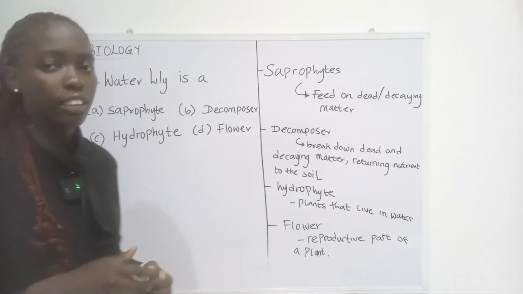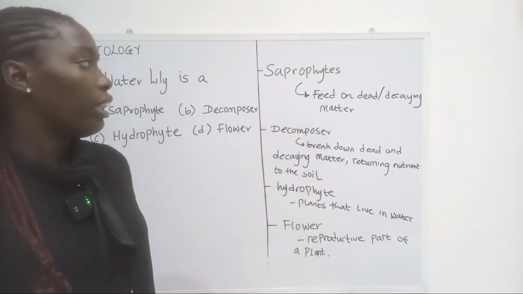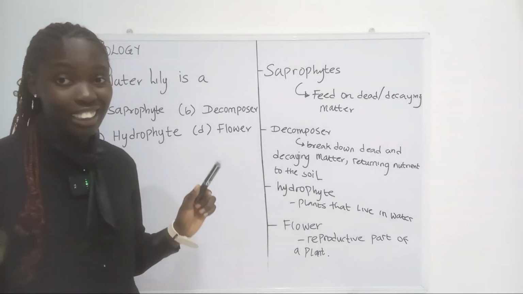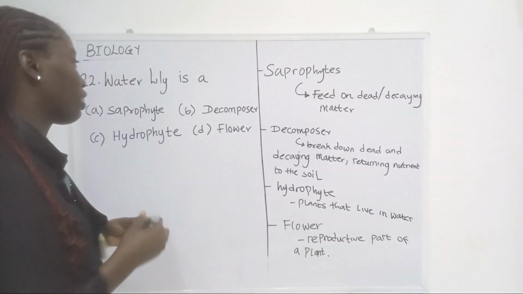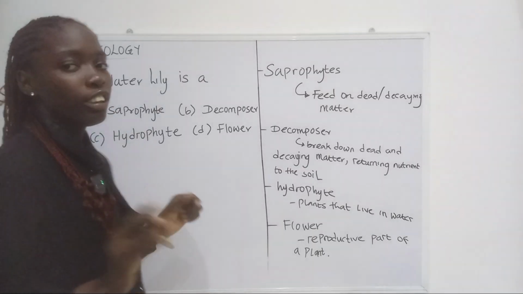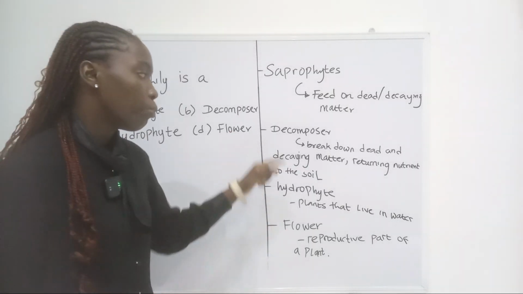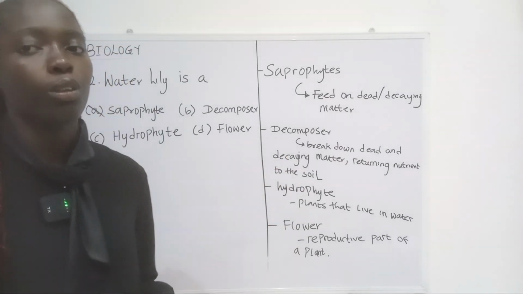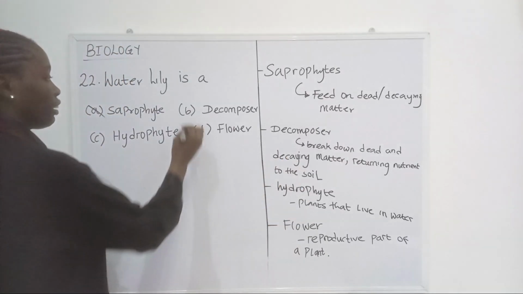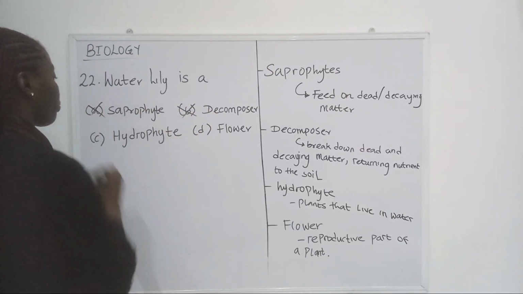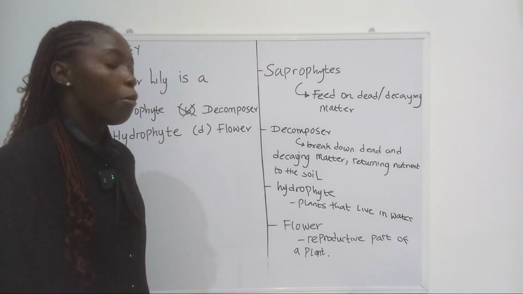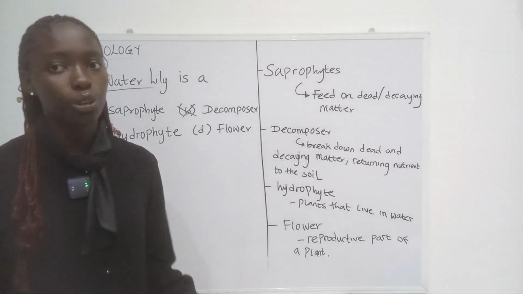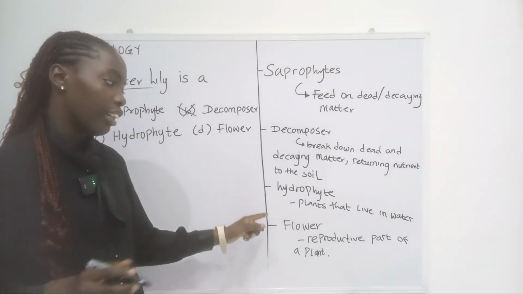So eliminating using the options. Number one, saprophyte, feed on dead or decaying matter. Not the answer. Water lilies are plants. They can photosynthesize just fine. Decomposer, breaking down dead and decaying matter, returning nutrients to the soil. Also not the answer. Hydrophyte, plants that live in water. You can already hear the name water lily, so you know obviously it is a hydrophyte.